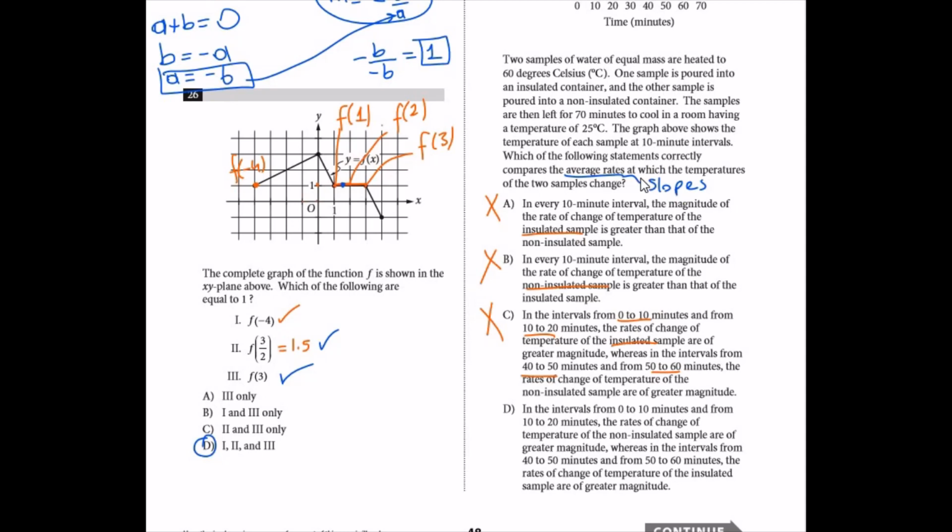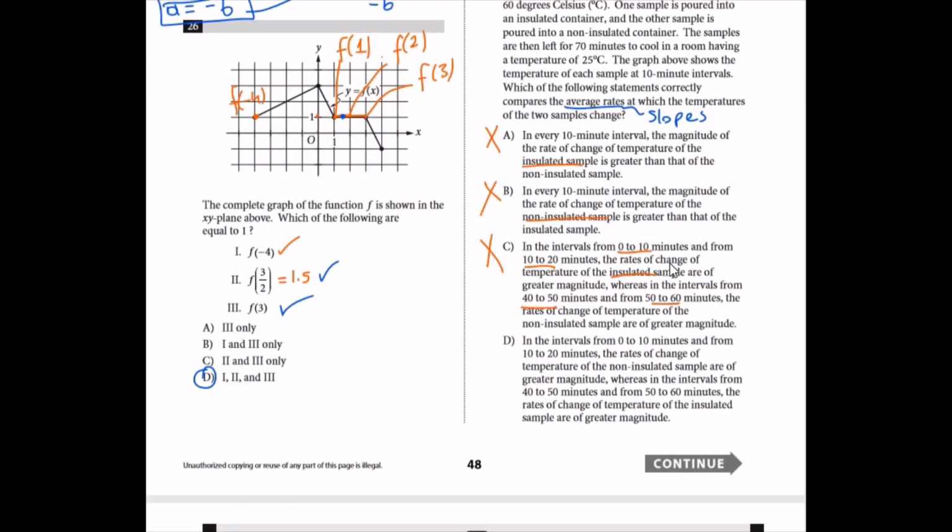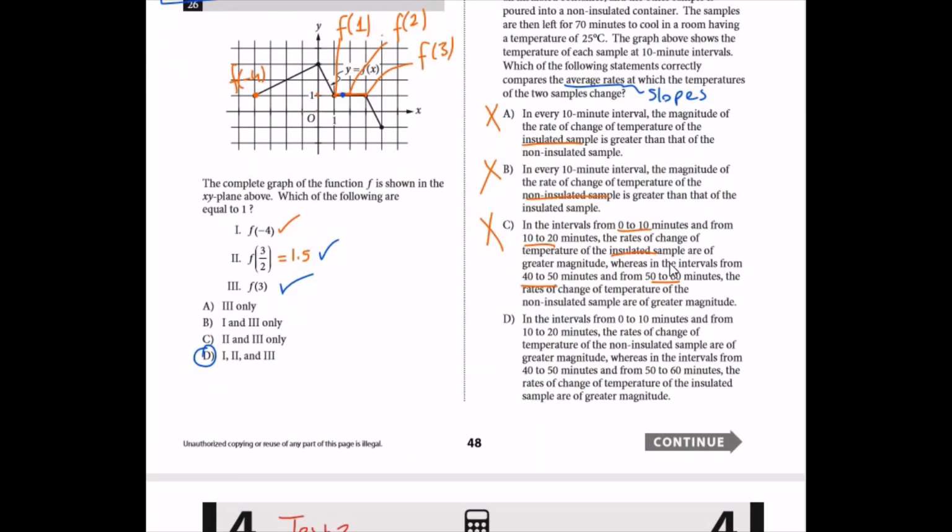D. In the intervals from 0 to 10 minutes and from 10 to 20 minutes, the rates of change of temperature of the non-insulated sample are of greater magnitude. Let's see. From 0 to 10 and 10 to 20, non-insulated, which means orange, has greater magnitude. That's correct. This is a sharper line than the blue line. So the first part of the answer is correct.